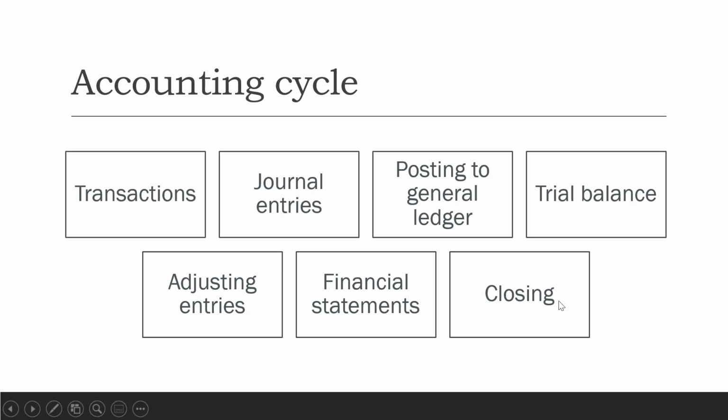And then finally, you close your books of accounts, so that in the next year you can start afresh for passing these transactions. We'll understand how the closing is done a little later.